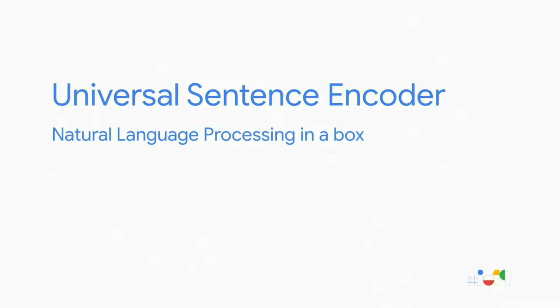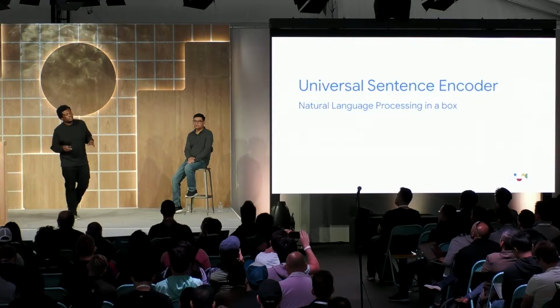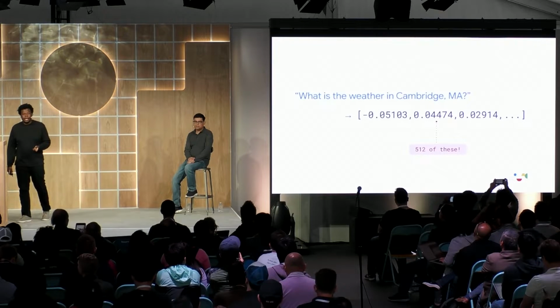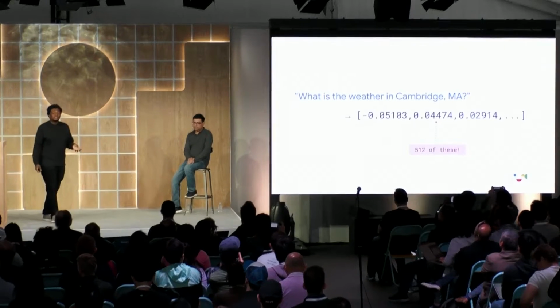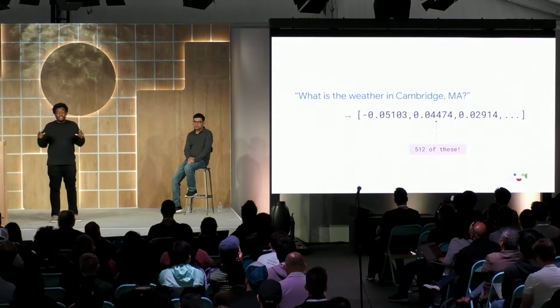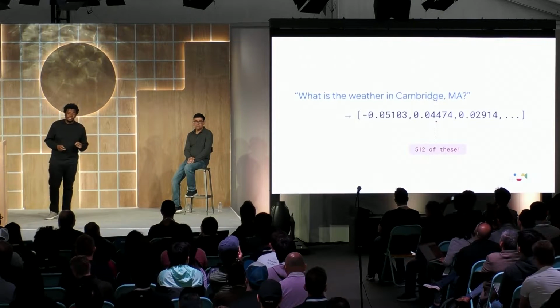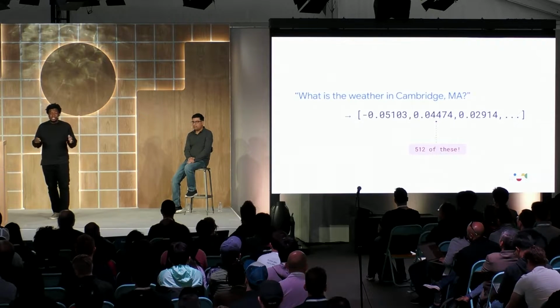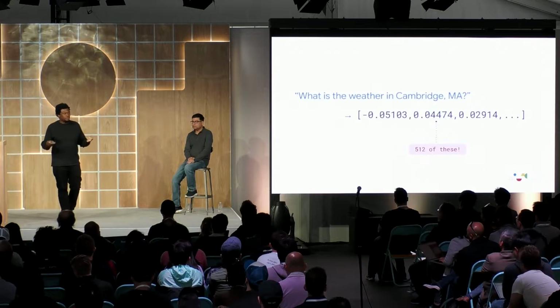And that is where the universal sentence encoder comes in. It's a deep neural network created by Google that I like to think of as NLP in a box. It takes sentences and turns them into lists of numbers that encode the meaning and syntax of those sentences. And we'll take a look at an example. So let's think of this example: What is the weather in Cambridge, Massachusetts? The universal sentence encoder will take that sentence and turn it into an array of 512 numbers. And it will always be 512 numbers regardless of the length of the sentence, which is actually quite nice because it gives us a regular sort of structure to work with.